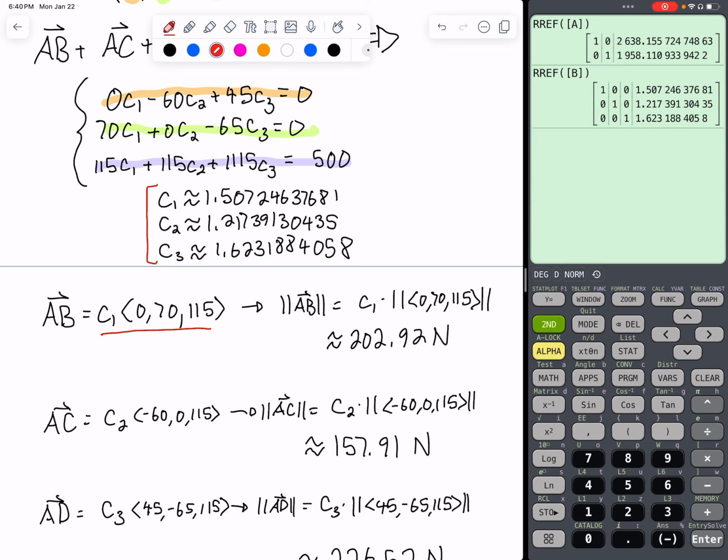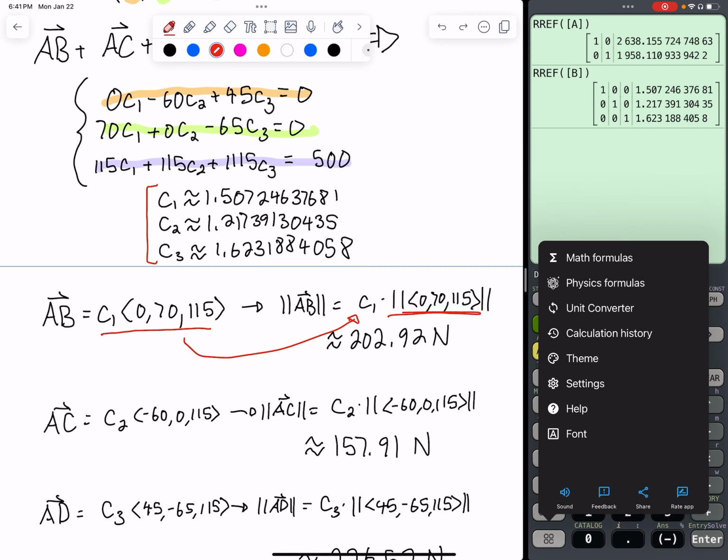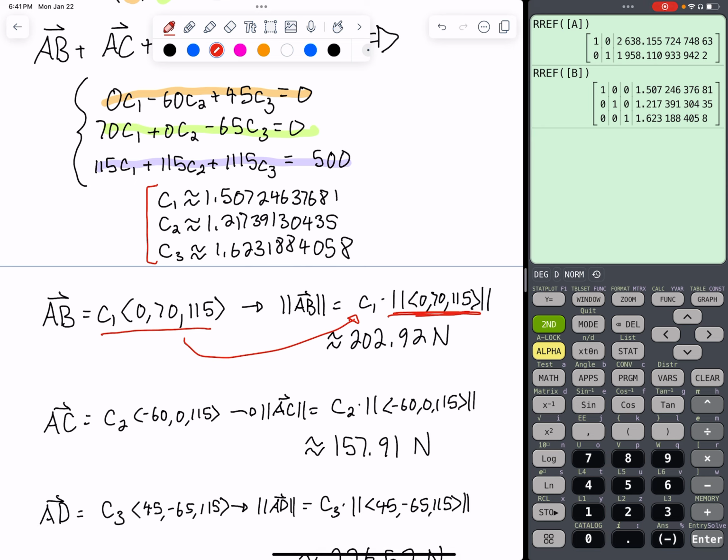But hey, I used a property that was in a video. I proved it. It was one of the proofs I did, that if I do the magnitude of AB, it's going to set me up here. So I can just do the magnitude of this easier vector. I don't have to multiply this crazy number through each one. And then all I do is multiply it by C1. So that's what I did here: I took this magnitude and multiplied it by this C1, and it gave me 202. And that's the number in the solution manual.